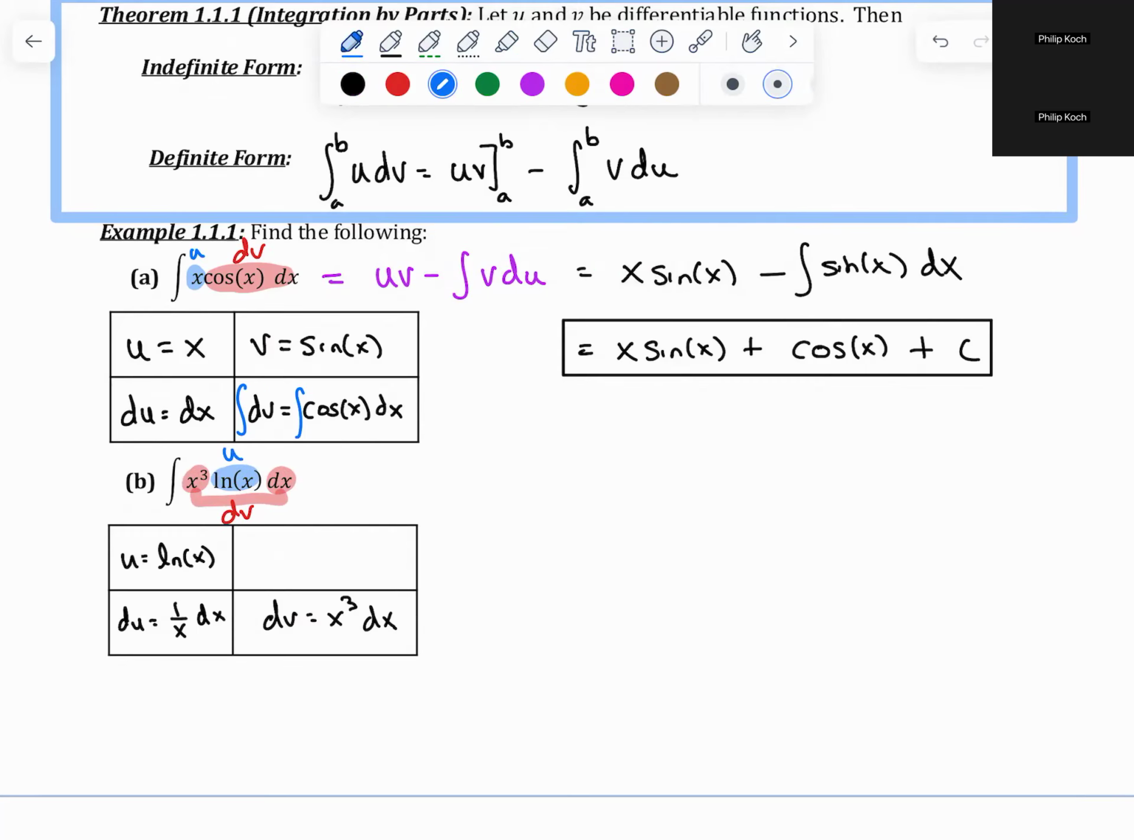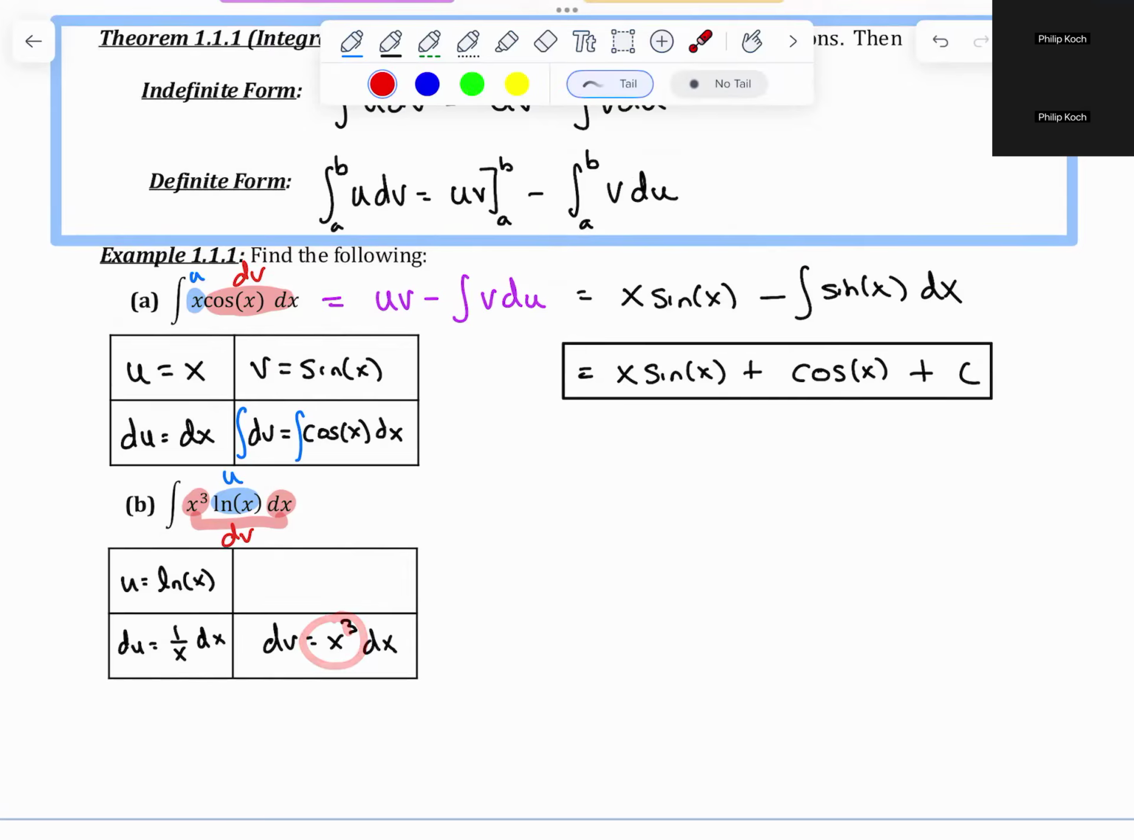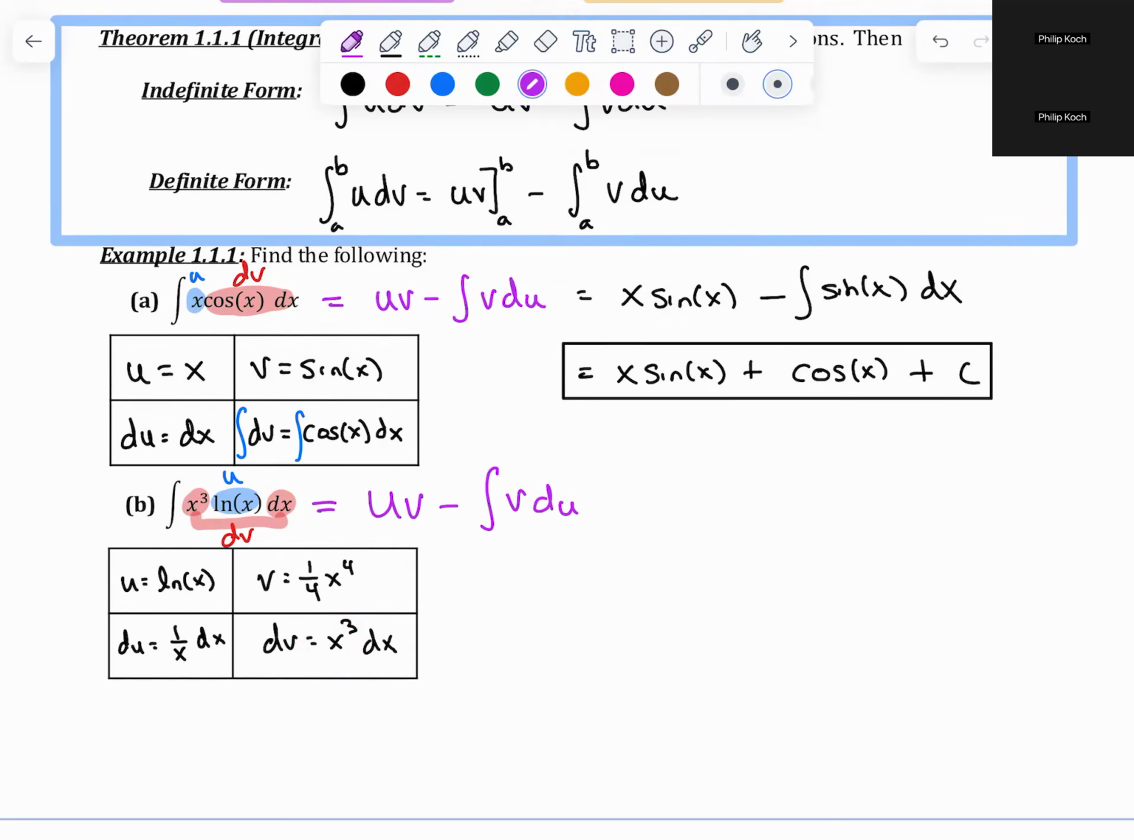So I wrote the blue integral symbols in the previous one. I'm going to skip doing that from now on. We're just going to do that in our heads. What is the antiderivative of x cubed? It's 1/4 x to the 4th. So v is equal to 1/4 x to the 4th. So once again, the integral of u dv is equal to, say it out loud with me, uv minus the integral of v du. I heard you guys in your head saying it. Excellent.